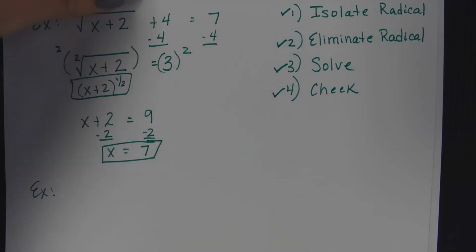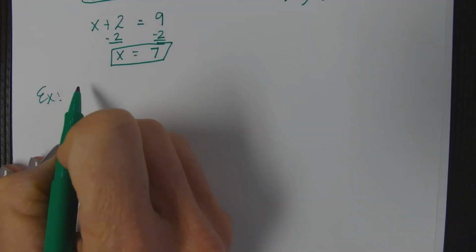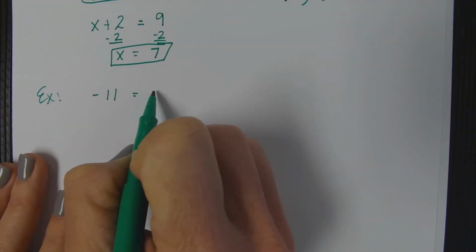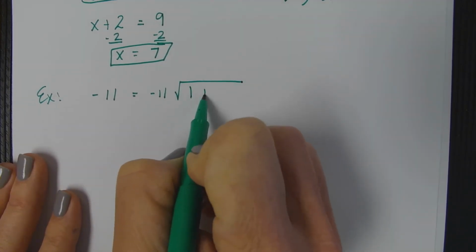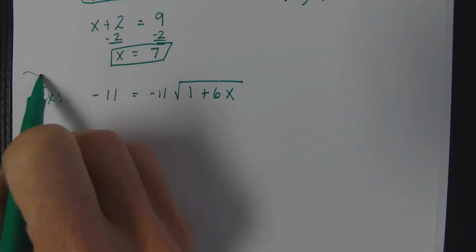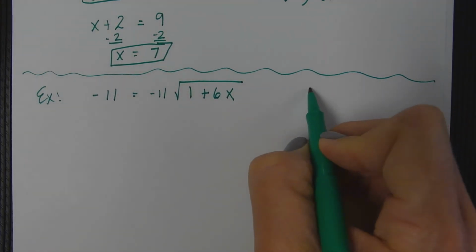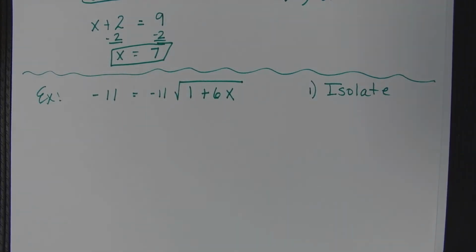Let me move my paper up. All right, let's see. This is kind of interesting. I'm going to do a little squiggly. Okay. All right, look, first step, we need to isolate. Okay, we are juniors or sophomores. Let's get over it. Isolate the radical.